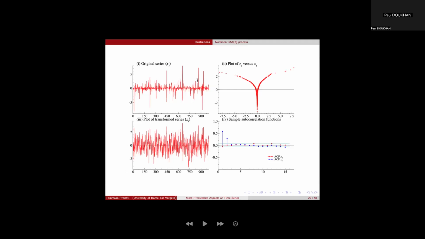Now, if we look at the autocorrelation pattern of this time series, we do recover serial dependence of order 2. In red, the red points in this parallelogram are the autocorrelations of the original series, whereas in blue you have the autocorrelations of the transformed series. So you recover an MA2 structure, in a sense. And if you plot the transformation ZT versus XT, that's the kind of transformation that you have. And this is not one-to-one.